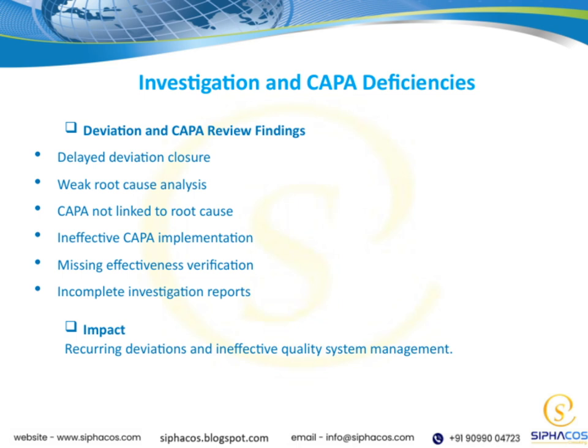Ineffective CAPA implementation is another key issue. If the corrective actions aren't properly executed, the problem persists. We've also identified missing effectiveness verifications, which are crucial to ensure that our solutions are actually working. Finally, incomplete investigation reports can leave gaps in understanding what happened, making it harder to prevent recurrence. All of these deficiencies contribute to ongoing challenges, such as recurring deviations and overall ineffective management of our quality system. Addressing these issues is essential for strengthening our processes and ensuring continuous improvement across the board.